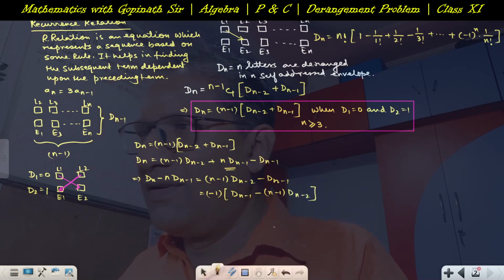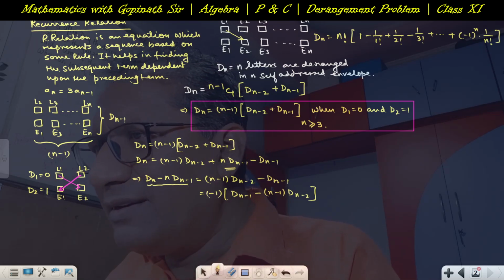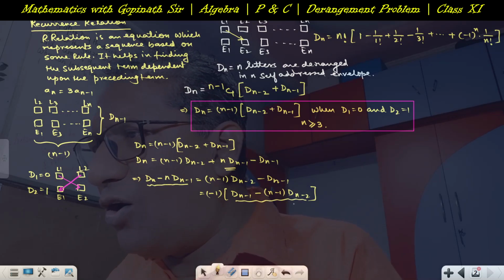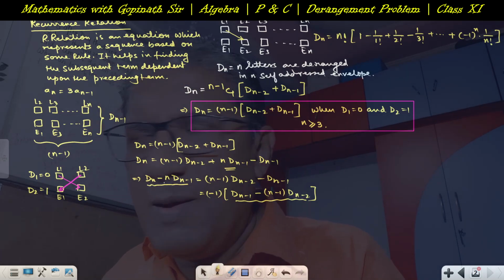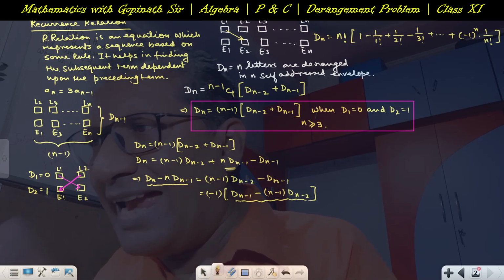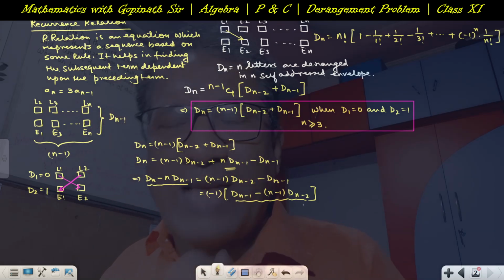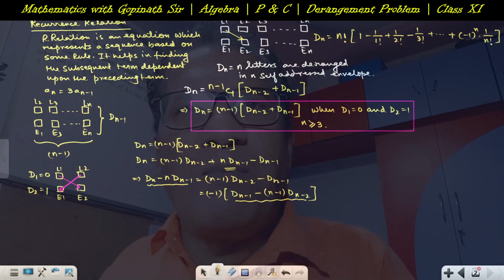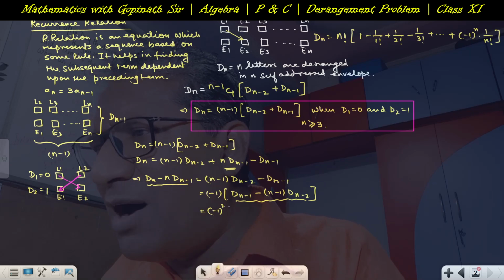Now, can you observe one thing? This one and this one are the same. Why? Because here there is Dn minus n D(n minus 1), which is written in this way. Now, you see this one. This is again the same thing, D(n minus 1) minus (n minus 1) D(n minus 2). That is, in place of n, I have simply replaced it by n minus 1. So this can be written like what? Again, minus 1 will come out.